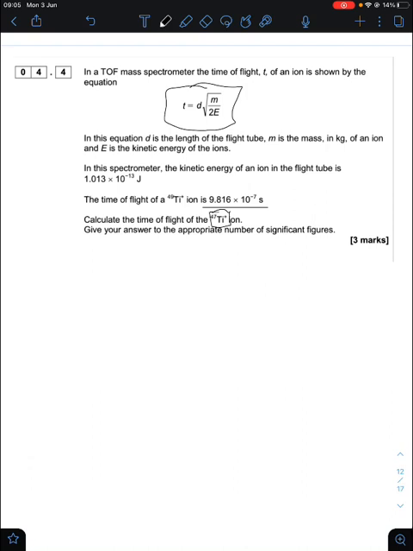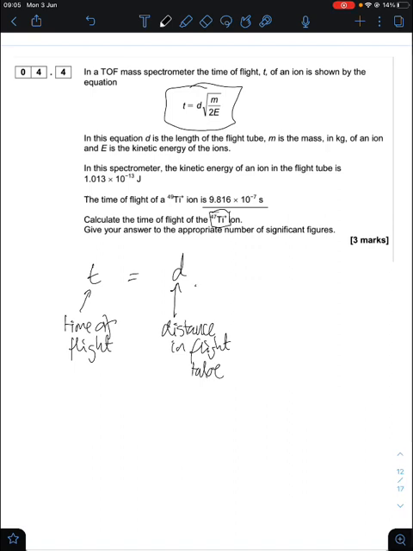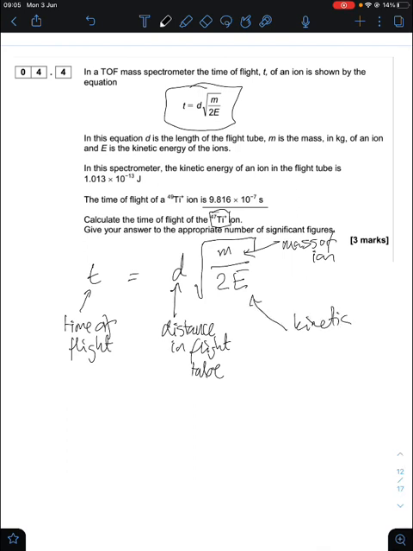Okay, so we've been given our equation linking our time of flight, T, to our distance in the flight tube, to the mass of our ion, m, crucially not the atomic mass, but we're going to come back to that later, divided by 2 times our kinetic energy of these ions. Okay, so in the equation we've been given the kinetic energy.